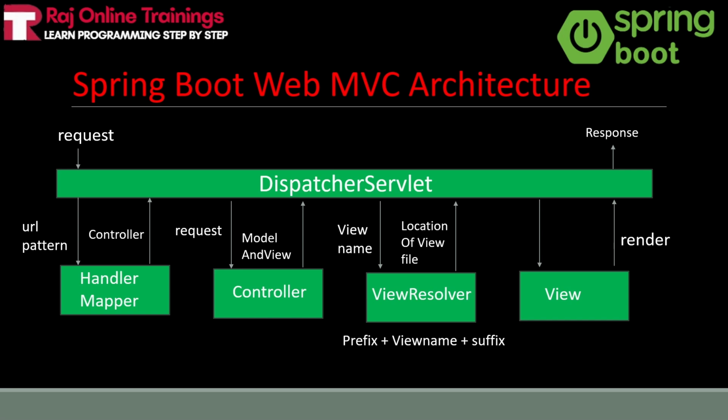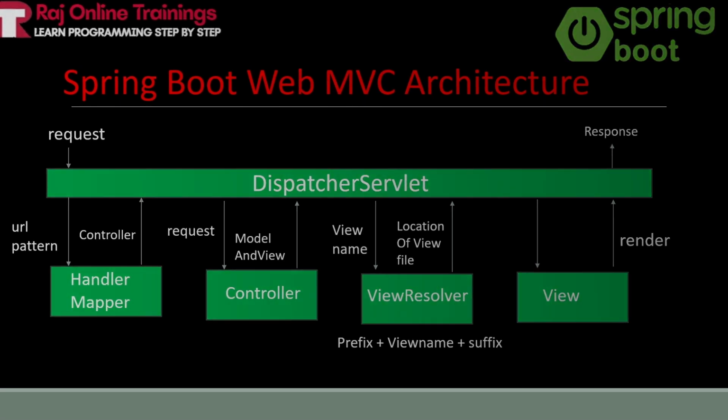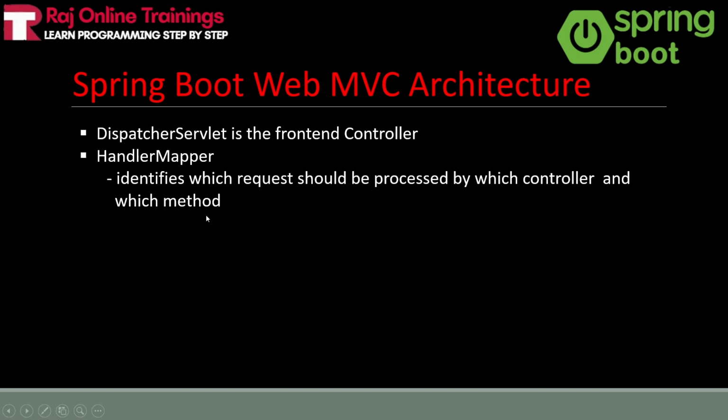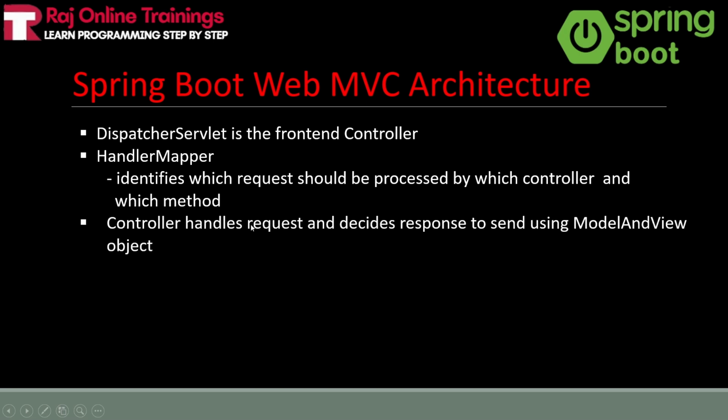This architecture is very important. Please recap this architecture. Let me provide the details once again. Dispatcher servlet is the front-end controller. What is the use of handler mapper? It identifies which request should be processed by which controller and which method. Controller handles the request and decides the response to send using model and view object.